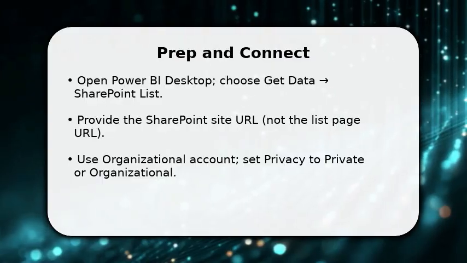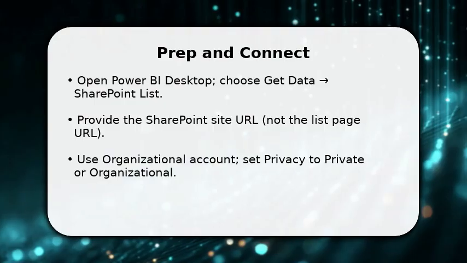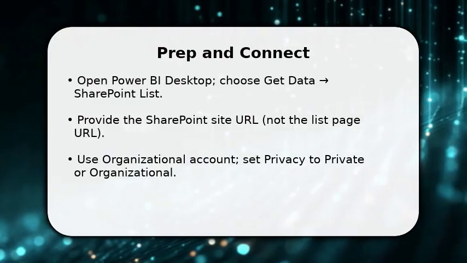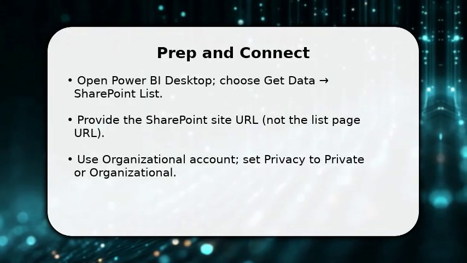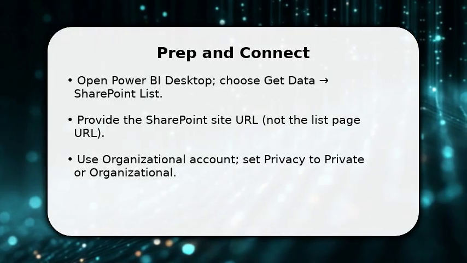You begin by preparing credentials and the exact site URL. Enter the SharePoint site route, not a list page. Once done, open Power BI Desktop and choose Get Data, then SharePoint List.